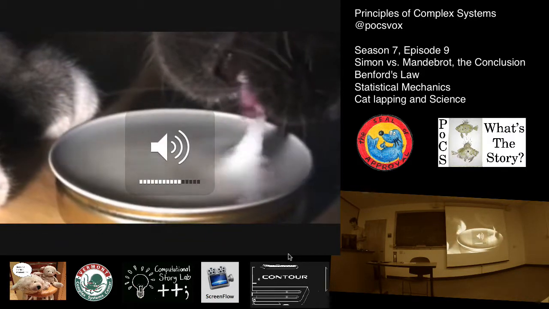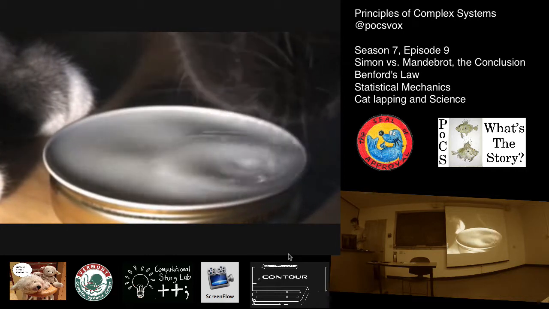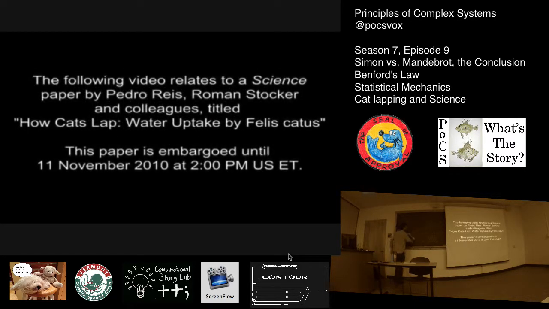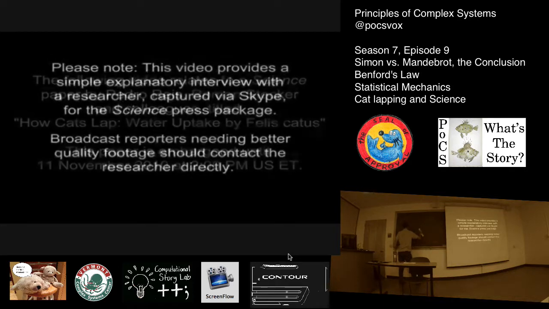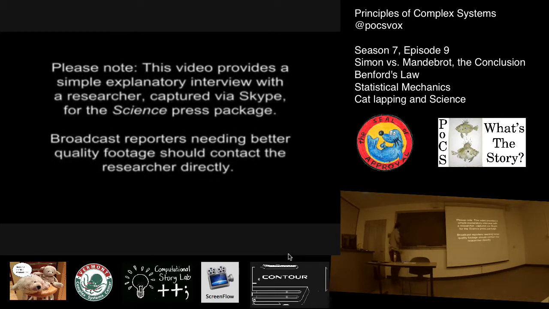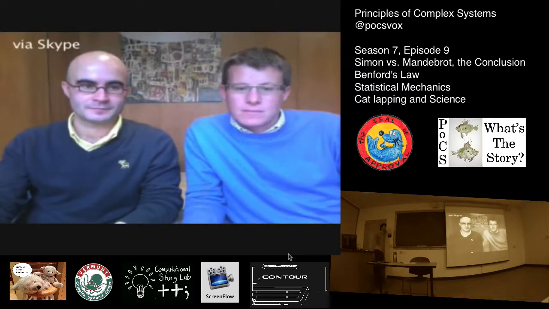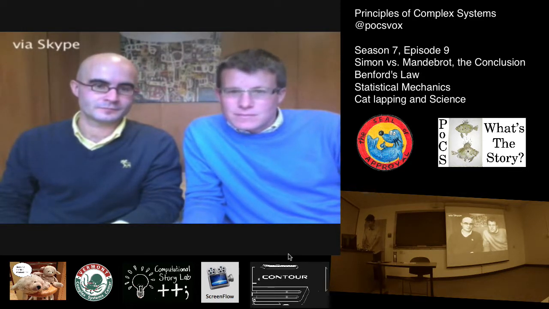We've all seen domestic cats lap up milk or water, but few of us have probably thought about how our furry friends manage to draw water into their mouths using only the tips of their tongues. In a study published this week in Science, Roman Stocker and Pedro Reis from MIT and colleagues use high-speed imaging to reveal the physics of cat lapping. So Dr. Stocker and Dr. Reis, what prompted you to study the physics of cat lapping? Some people might find this to be an unusual topic to study.